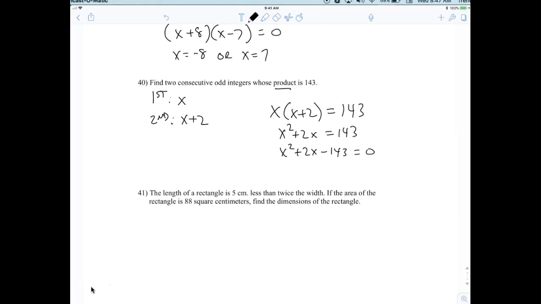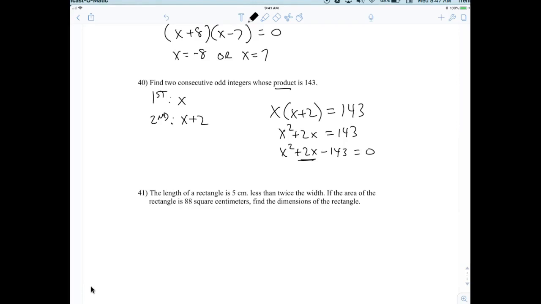Now the question is, what times what is 143? Now listen, 11 and, wow, brilliant. 11 and 13. Now, again, I would like for you to realize that the numbers are separated by what? 2. So you could say like 5 and 7. That's 35. Is everybody with me?